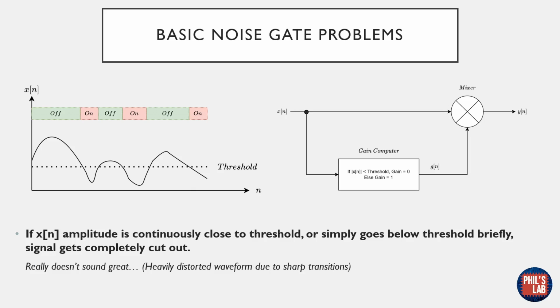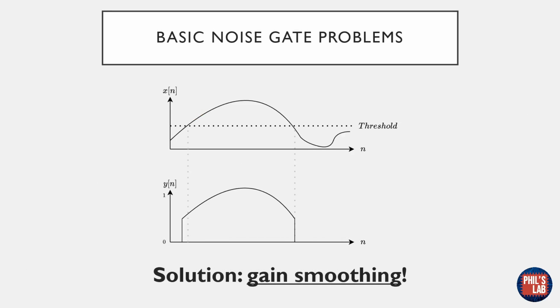I've already hinted that this basic noise gate has some very severe problems. You can see here, if we have this arbitrary input signal and we have this threshold set with this line over here, green means the noise gate is off, red means the noise gate is on as soon as the signal falls below a certain threshold. The problem arises if this amplitude is continuously close to this threshold, so it keeps going above and under, or simply goes below the threshold briefly. What happens then is that the signal gets completely cut out. We have basically 0 at the output, and that doesn't really sound great, as we'll see later. It's a heavily distorted waveform, we get additional harmonics, and this isn't great. And here we just have this represented again as the input, and here's the corresponding output.